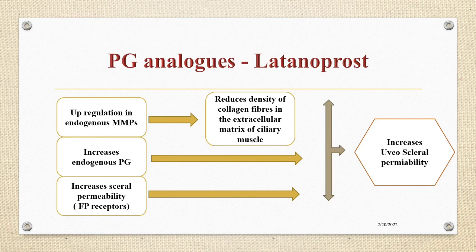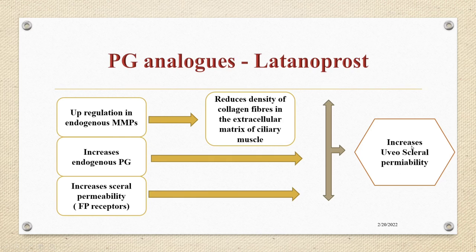Now coming to the prostaglandin analogs, latanoprost is a commonly used drug. If you see the mechanism of action, there is upregulation of the endogenous matrix metalloproteinases. When this is upregulated, there is reduced density of collagen fibers, so that aqueous humor will flow out from the eye very easily. They also increase the endogenous prostaglandins, and they also increase the scleral permeability, which is achieved through the FP receptors. So all these three lead to increased aqueous humor outflow via the uveoscleral pathway.